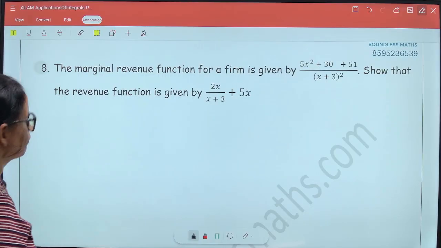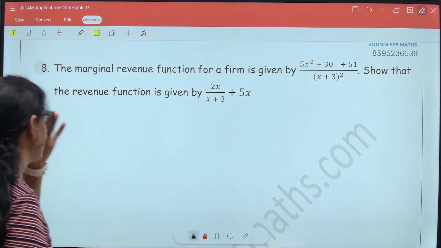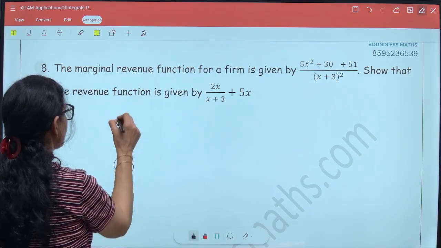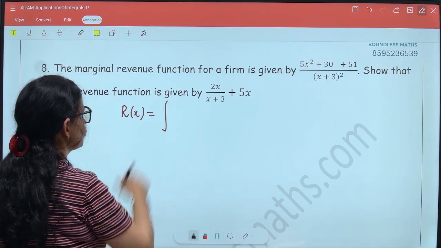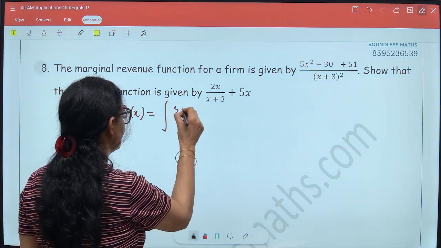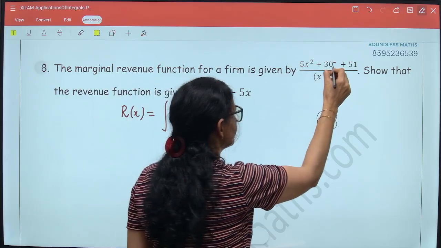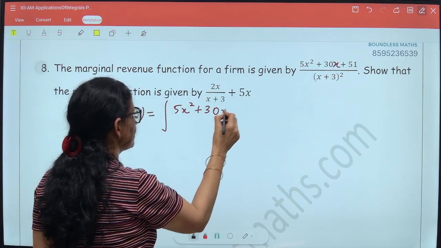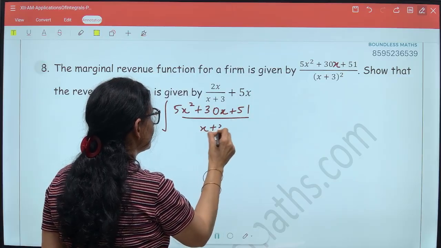The marginal revenue function for a firm is given by 5x square plus 30x plus 51 upon (x plus 3) whole square. Show that the revenue function is given by this expression. So again we start with integrating the marginal revenue. So finally we have something on revenue rather than only cost all the time. 5x square plus 30x plus 51 upon (x plus 3) whole square.